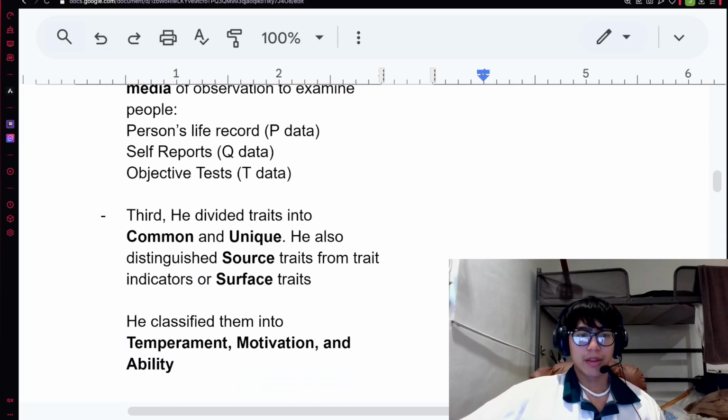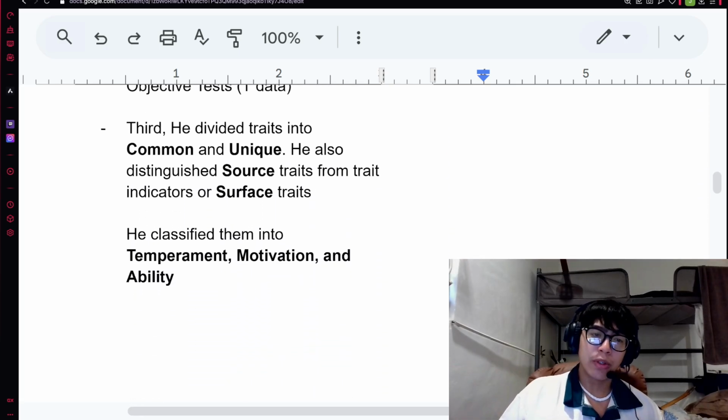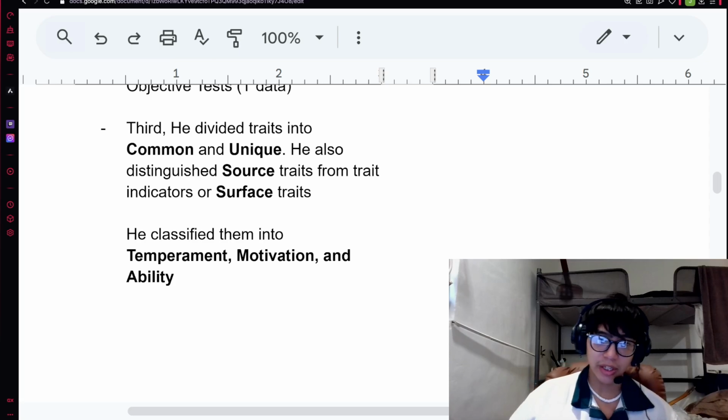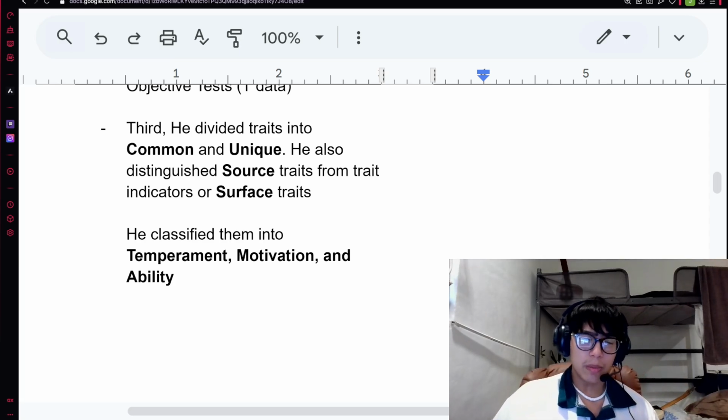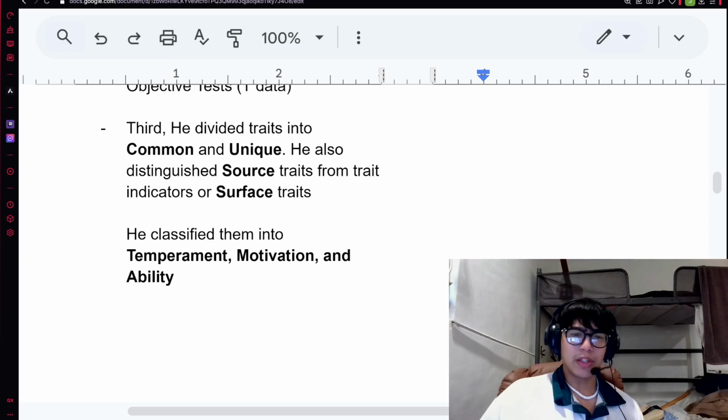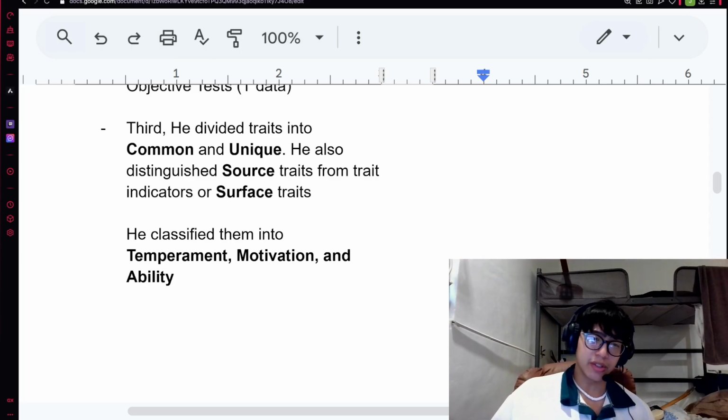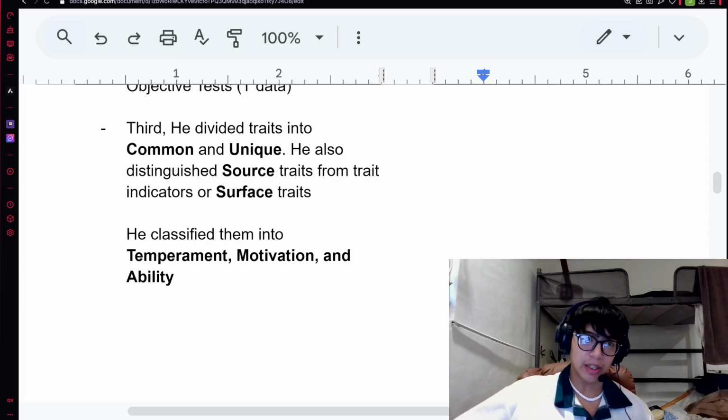Now, the third one is that he divided traits into common and unique. He also distinguished source traits from trait indicators or surface traits. So let's talk about common and unique. I think it's very self-explanatory. Common traits are present in many people. And then unique traits, you can kind of connect that to the central dispositions from the last theory, unique to the person. But anyway, common and unique traits. And then there's source and surface traits. Source and surface, we'll talk about that later on.